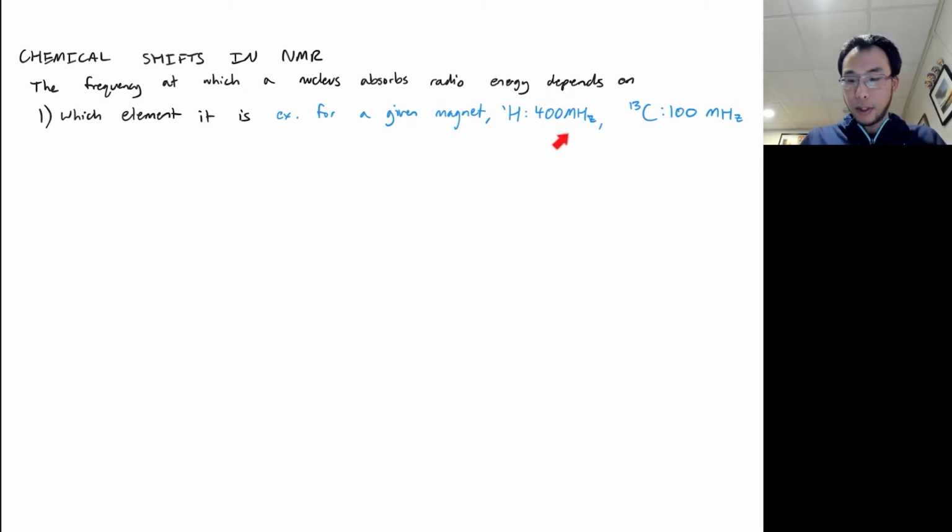For example, a 400 megahertz instrument that looks at protons will need to go down to 100 megahertz to look at carbons.